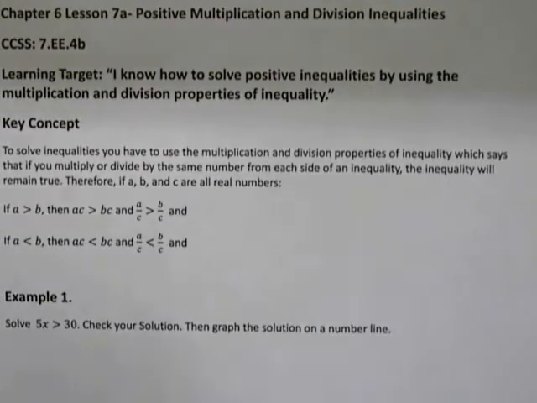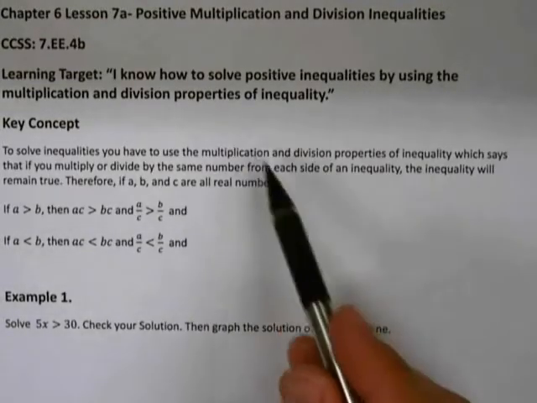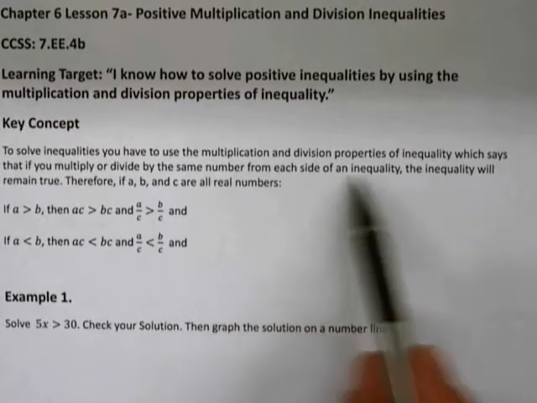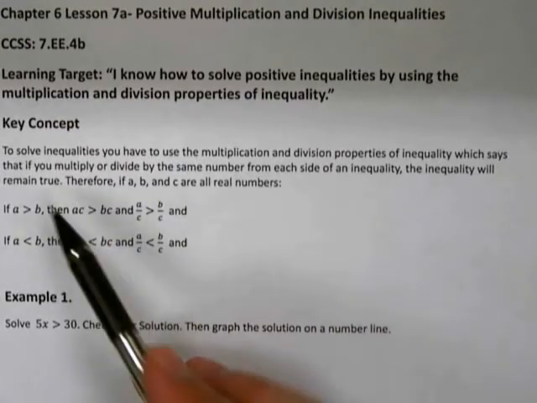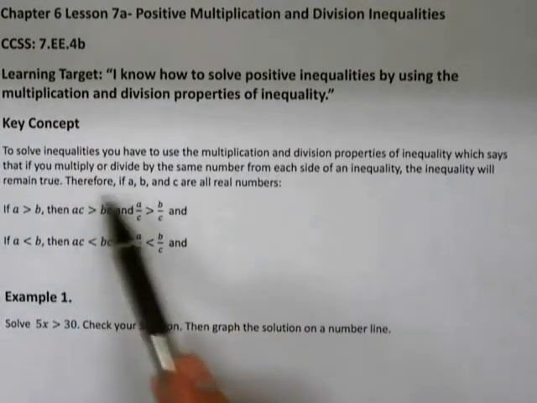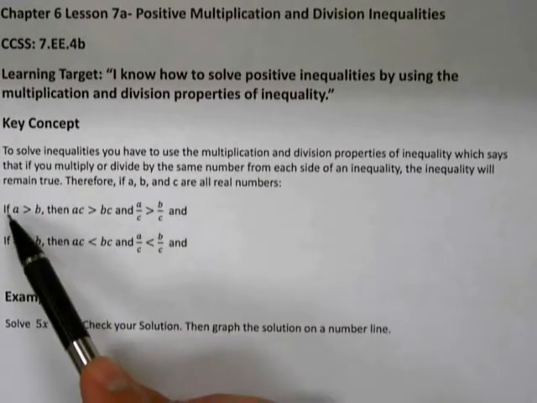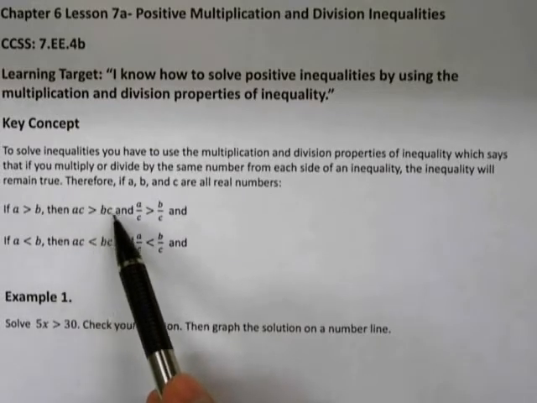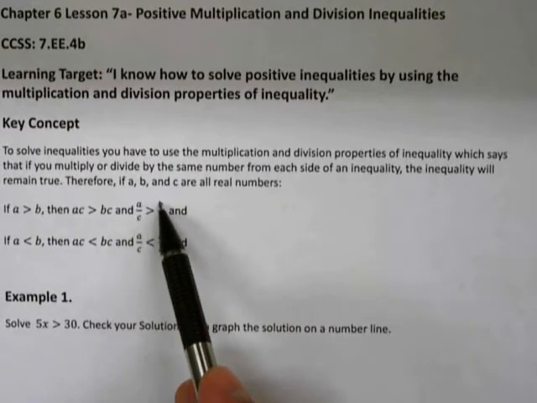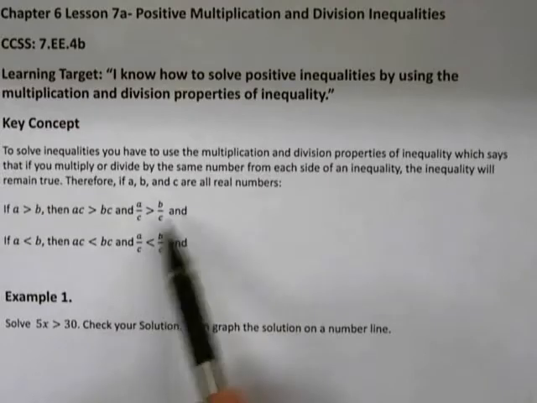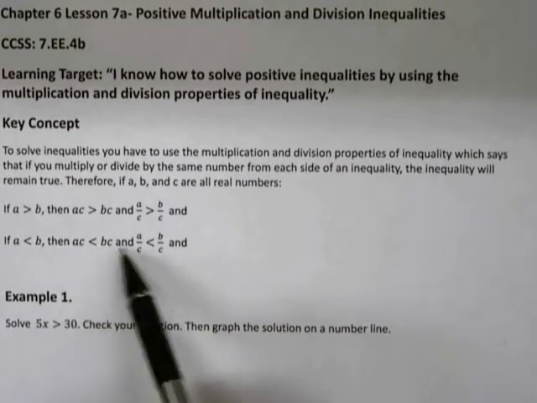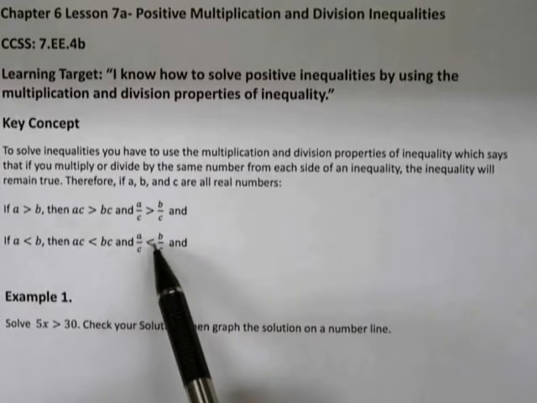For these inequalities, we have to use the multiplication and division properties of inequality, which say that if you multiply or divide by the same number on each side of an inequality, the inequality will remain true. Therefore, if a, b, and c are all real numbers, then if a is greater than b, then a times c is greater than b times c, and a divided by c is greater than b divided by c. Same thing goes with if a is less than b, then a times c is less than b times c, and a divided by c is less than b divided by c.